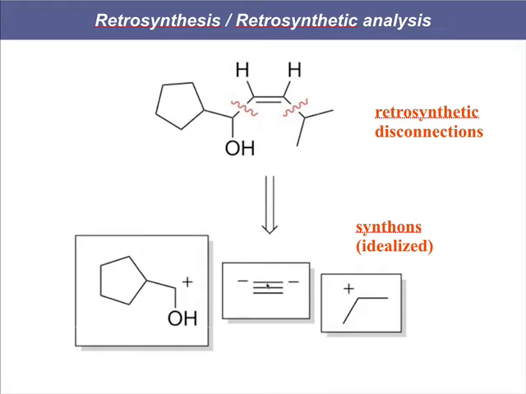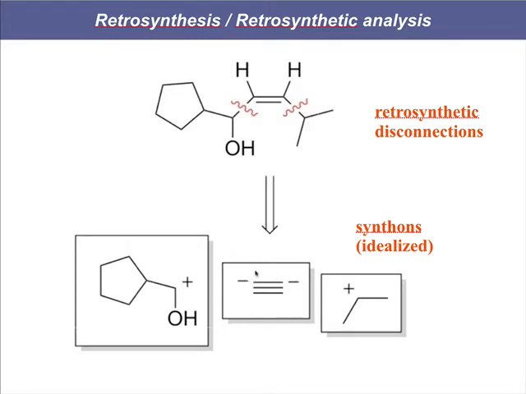Now, why did I choose a triple bond here when I have a double bond in the product? Well, I chose a triple bond because we know now that you can have negatively charged carbons on a triple bond, these sp hybridized carbons, because those are the acetylenic carbons, and those carbons can stabilize that negative charge. So if I had a triple bond here, it would be really easy to make these negative charges.